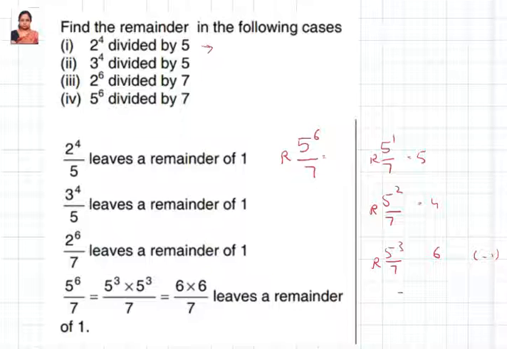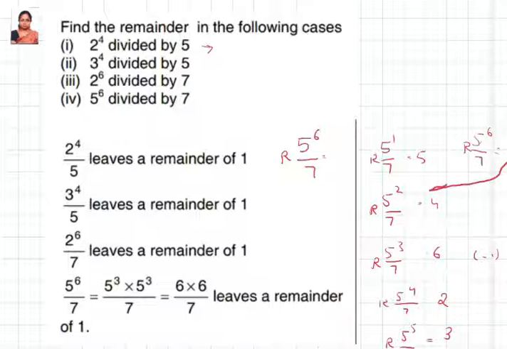Then go for the next one, 5 power 4 by 7. Again you take the 6, multiply by the base 5, 6 into 5 is 30. 30 by 7 gives remainder 2. Then 5 power 5 by 7: 2 into 5 is 10. 10 by 7, remainder 3. It's still not repeating, so we have to check other numbers also. Like 5 power 6 by 7: 3 into 5 is 15. 15 means you're getting 1. So it is repeating.